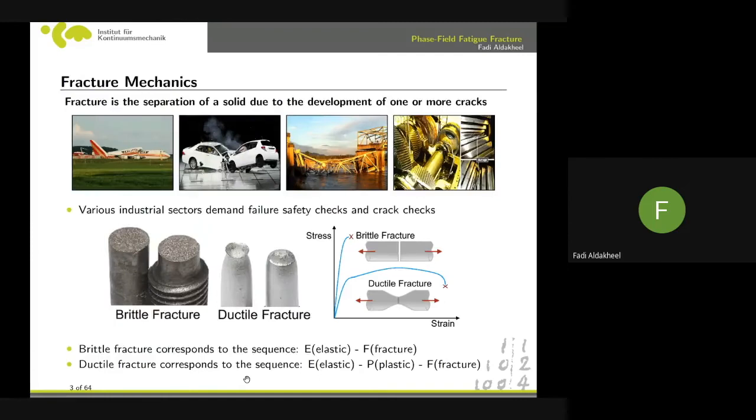Well, let's start with fracture mechanics. What's the idea of fracture mechanics? Fracture is the separation of a body or a system into two parts, let's put it like that, right? So for example, if you have a piece of paper, right?